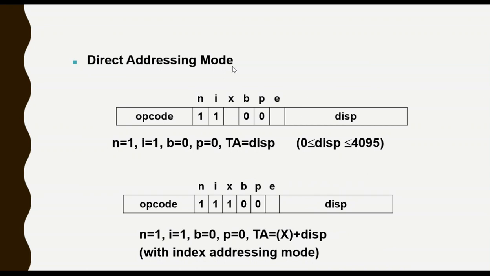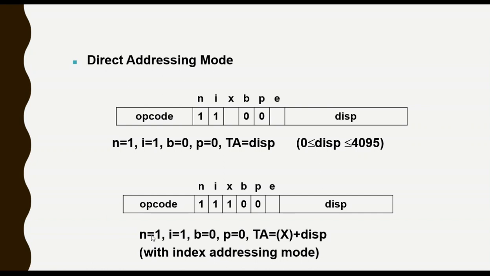Then direct addressing mode. So N will be 1, I will be 1, B and P both will be 0. So the target address is just the displacement. Okay, it's a direct address mode. For example, LDA #10 like this.